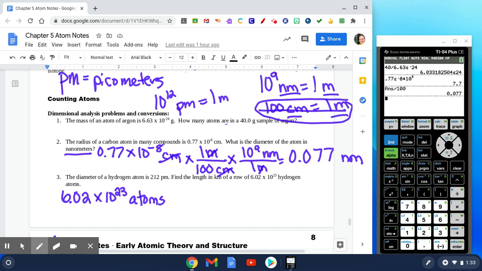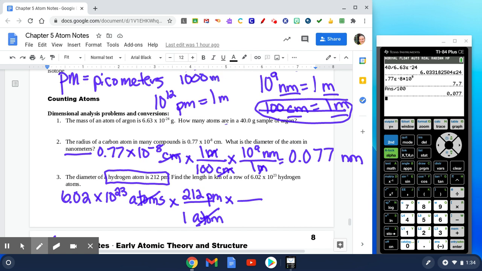And I want to know how long this is. So I know that each atom is this long. So for every one atom, that is 212 pm. So now I'm going from atoms to picometers. So then my atom part cancels. Then I'm going from picometers to kilometers. I don't want to go directly there because I think that's kind of far. I'm going to go from picometers to meters, and then I know that there are 1,000 meters in 1 kilometer.